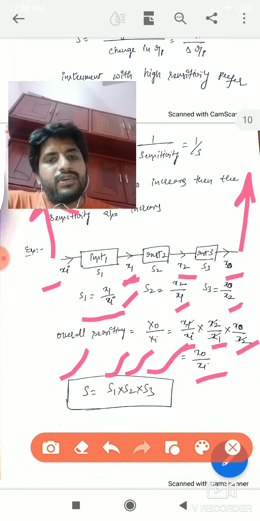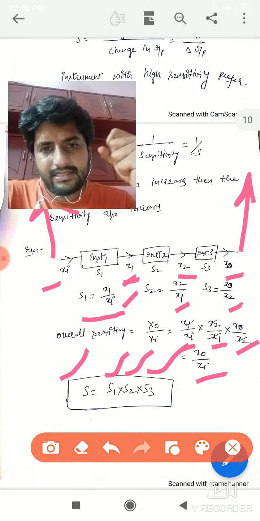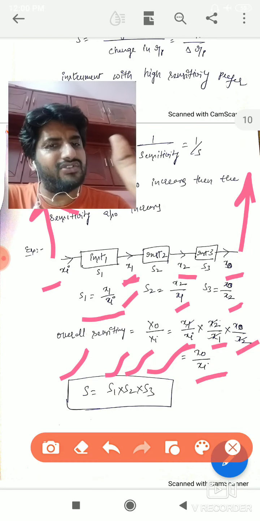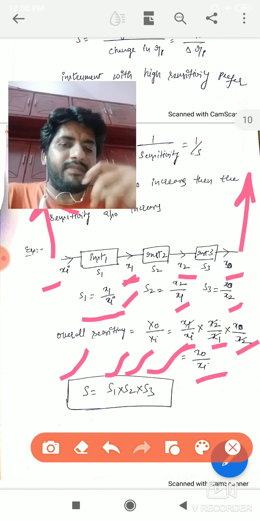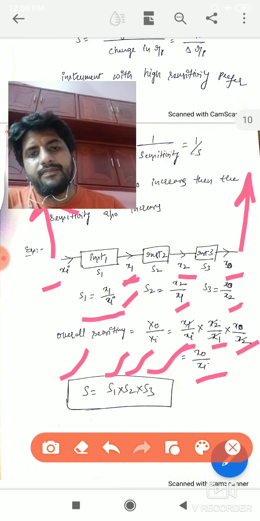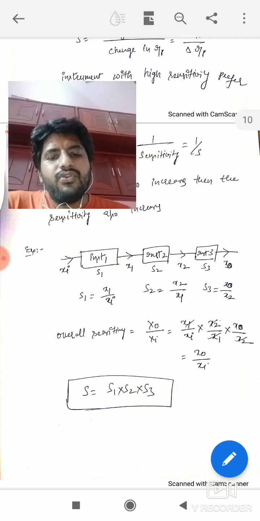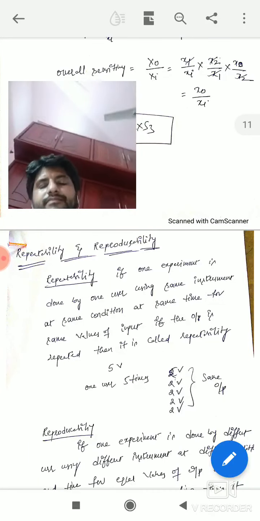So what is sensitivity? Change in output by change in input, we call it the sensitivity of the instrument. Definitely you should prefer a high sensitivity instrument in each and every unknown quantity calculation, right? So that's about sensitivity. Then we'll go for repeatability and reproducibility, right?